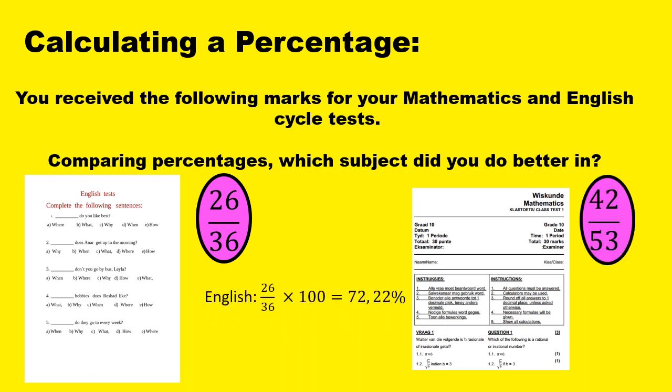So if you had to work out your English, I know for some of you, you might say, oh, this is so easy, ma'am. But how to convert a fraction to a percentage is you times it with 100. So you're going to say 26 divided by 36 times 100. And I rounded it off to the nearest two decimal places, which you got 72.22%. For your mathematics, you got 42 out of 53. So 42 divided by 53 times 100 equals 79.25%. So obviously you did better in your maths test.